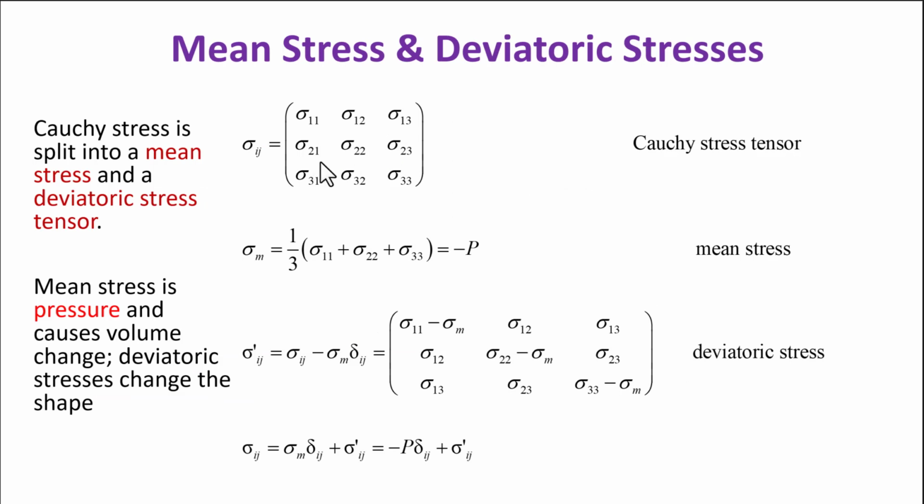The total stress tensor is called a Cauchy stress tensor. The diagonal terms, sigma 11, 22, 33 averaged, is called the mean stress. So mean stress is really the first invariant divided by 3.